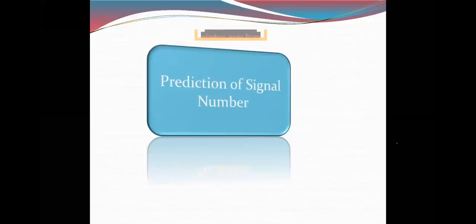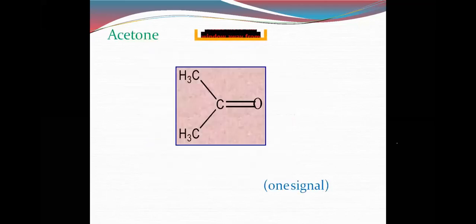Now students, it's very important: predicting the number of NMR signals. This is a structure for your practice. Now you have the point about NMR absorption peaks, meaning how many peaks and how many signals there will be. Take acetone.